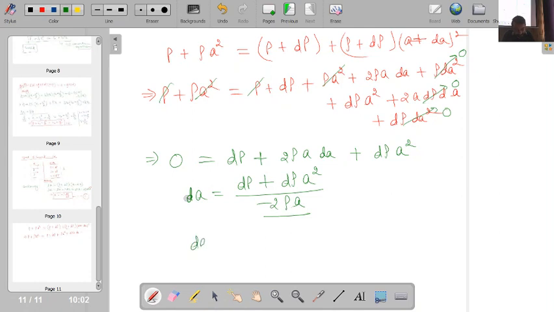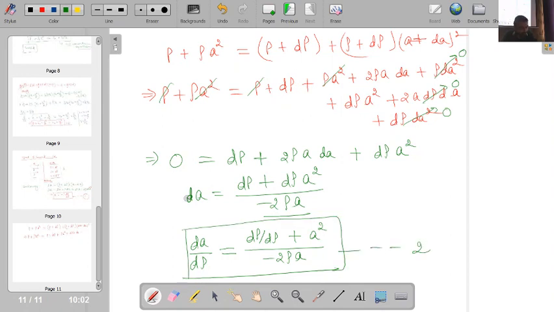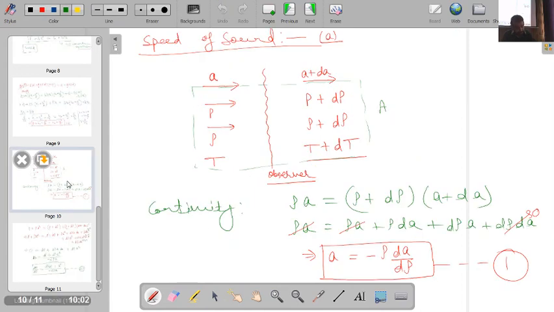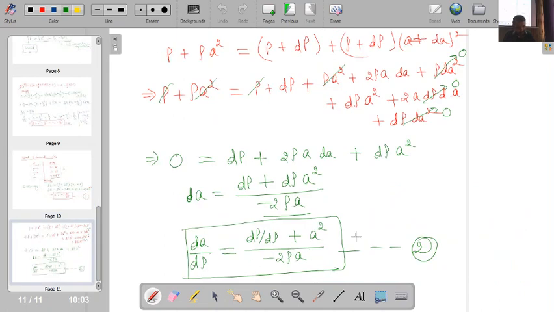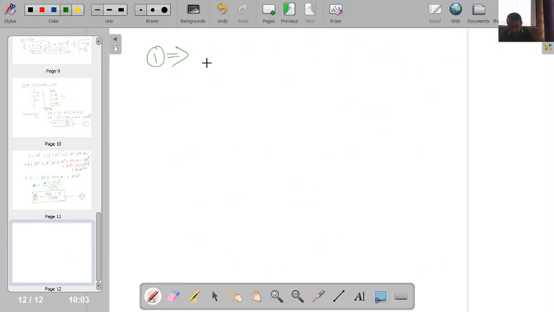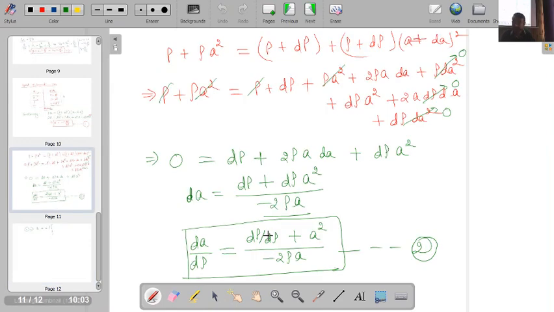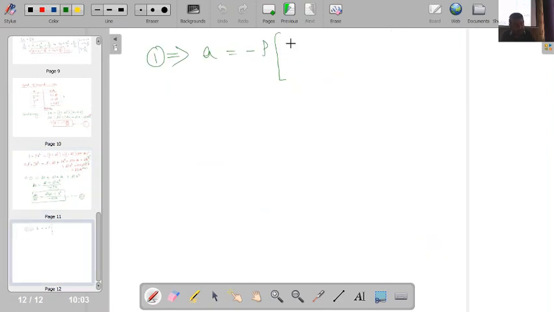If I calculate dA by d rho, it becomes dP by d rho plus A square divided by minus 2 rho A. Is this one clear? So I can write this particular quantity for dA by d rho. From the previous equation, I have A equal to minus rho dA by d rho, so I will replace dA by d rho with this. My equation 1 becomes A equal to minus rho times, in brackets, this entire quantity: dP by d rho plus A square.